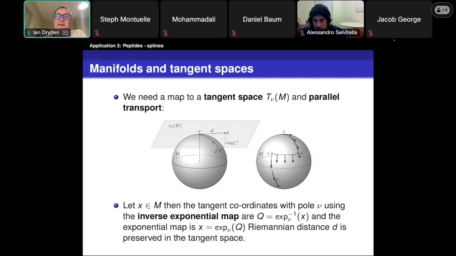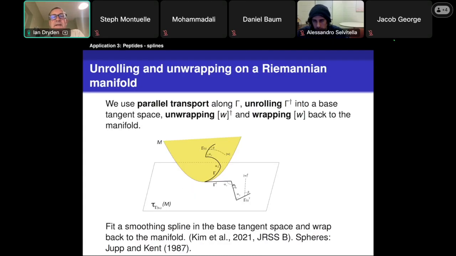splines, manifold splines, involves parallel transporting your tangent spaces, or a tangent space, towards a common tangent space. So if you imagine you've got some data really spread out on a manifold, and you map them all back down into a common tangent space here, these geodesics become straight lines. And then when you've got the data in this space, you can fit a spline through it, so a curved spline, and then map it all back onto the manifold.